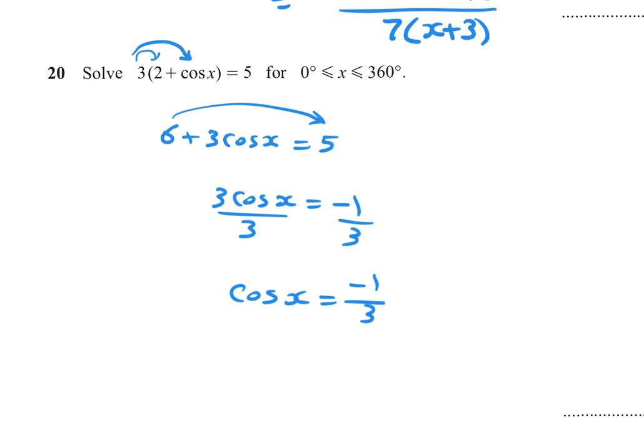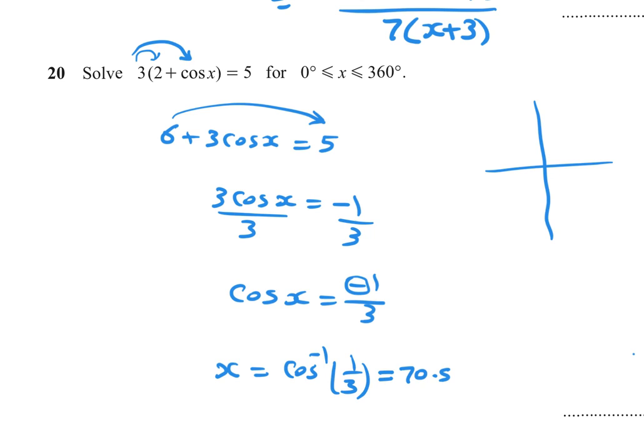Okay, to find the acute angle, forget the negative sign. So now cosine inverse 1 over 3, 70.5 to 1 decimal. Now look for the sign now. Cosine negative in which quadrant? We have the ASTC rule.